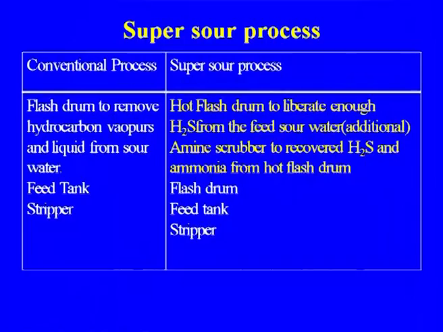But if you compare this with your super sewer process, this is the additional unit that we had: a hot flash drum to liberate enough H2S from this feed sewer water. So this is the additional unit. Amine scrubber to recover H2S and ammonia from the hot flash drum. Flash drum, feed tank and stripper.